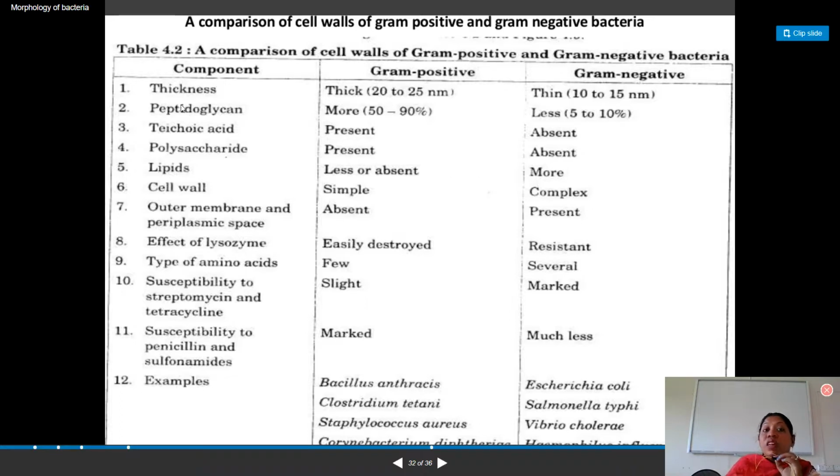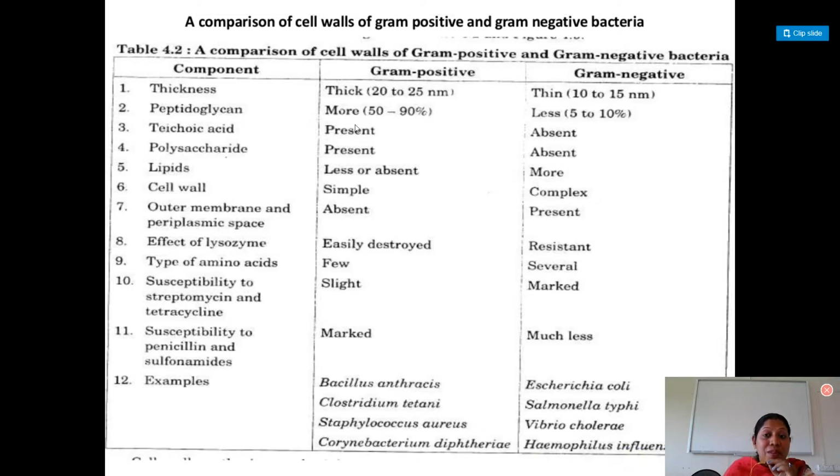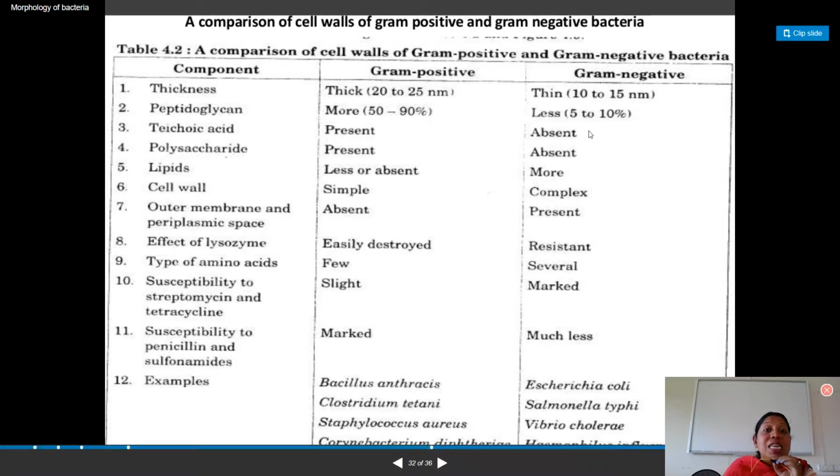So let us go with the first point, thickness. Gram positive, it is thicker, 20 to 25 nanometer in size. Gram negative, it is thinner, 10 to 15. Peptidoglycan, as I told you before also, it is more in gram positive, about 50 to 90%, whereas it is less, 5 to 10% in gram negative. Teichoic acid is present in gram positive, absent in gram negative. Polysaccharide, again present in gram positive, absent in gram negative.